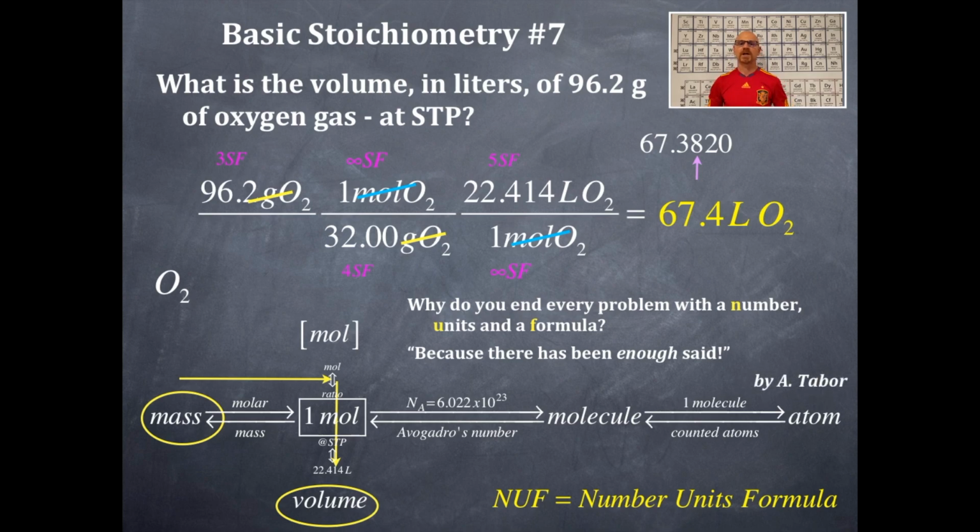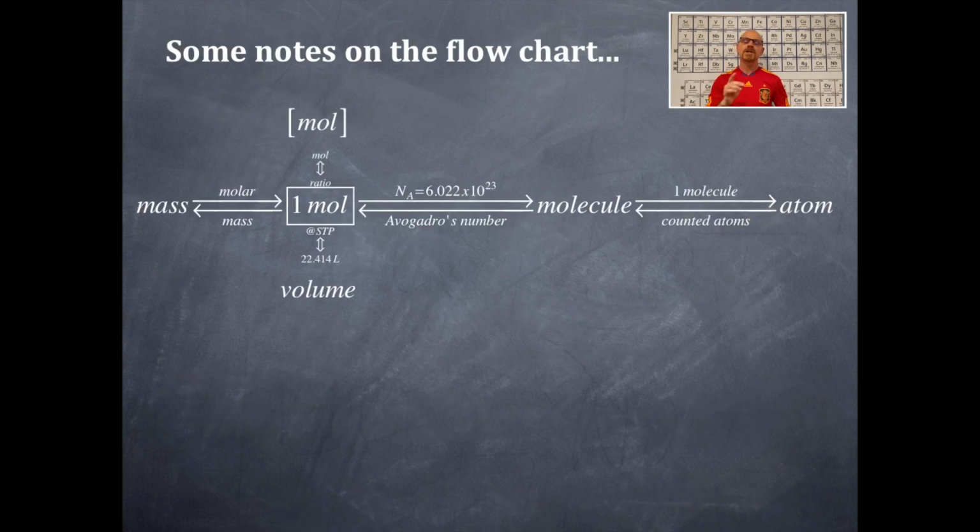There's a little bit more I want to discuss. Notes on the flow chart. We've been using this flow chart now for 7 problems, but I want to point out a couple of things that many students have a difficult time with. I'm going to use something that you should be holding near and dear to your heart, and that is $1. Let's say you had $1, and I'm going to make that my 1 mole. So $1 is equal to my 1 mole.